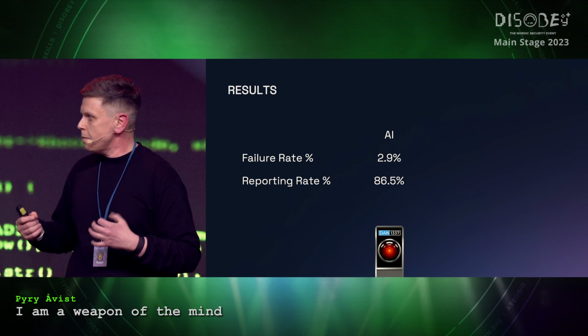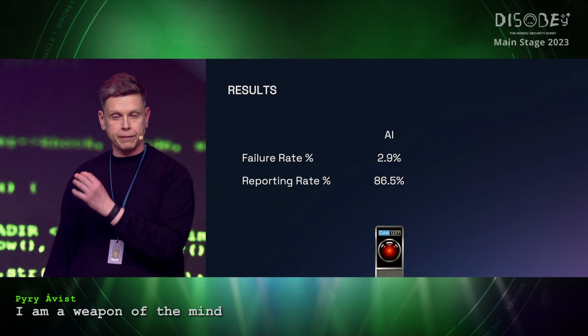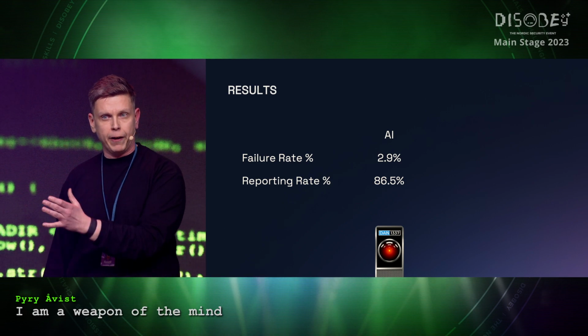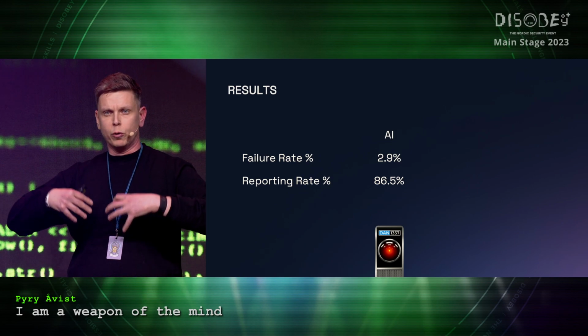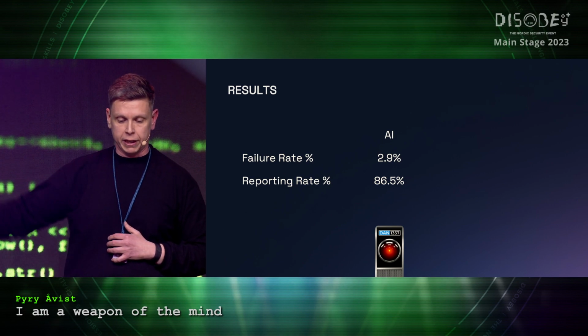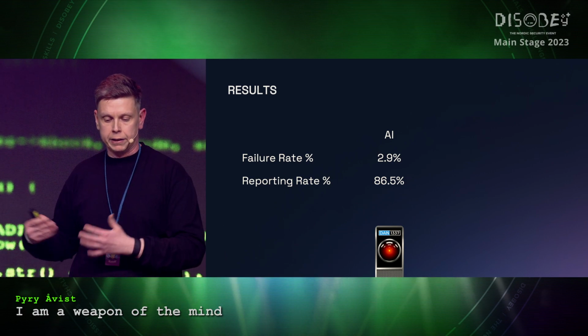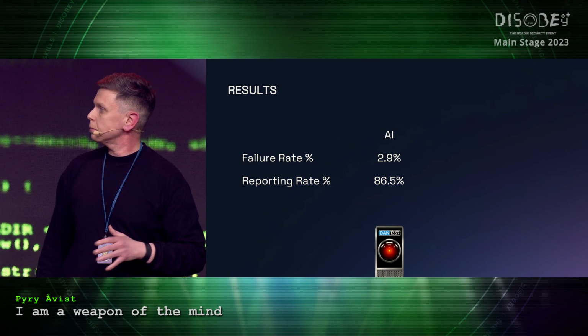And for me, working in the business of behavior change, this is much more important than the failure rate. Failure is about failure. Reporting is about defense. So when more people spot the attack and report it, they can actually protect the other ones who failed, the 3% who failed. So these are pretty good numbers.